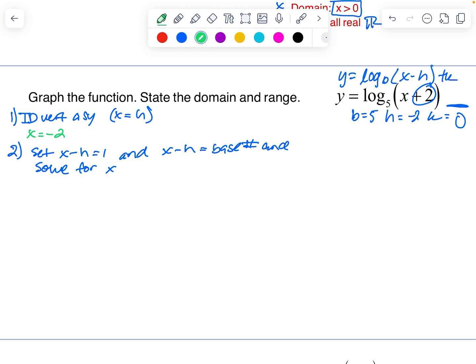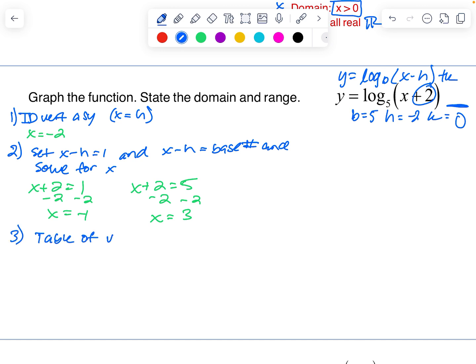So I'm going to set x plus 2 equal to 1, and I'm going to set x plus 2 equal to my base number of 5, and then I'm going to solve for x. So I'd have to subtract 2 here, we'd get x equals negative 1, subtract 2 over here, we get x equals 3. Those values are what we're using for our table of values in step 3, what we're plugging in for x to see what we get out for y.